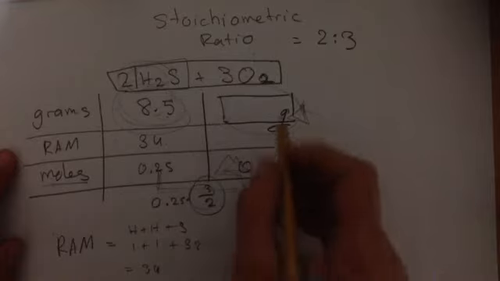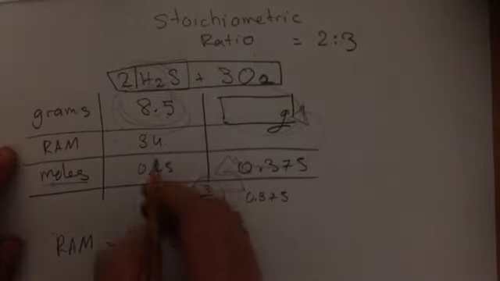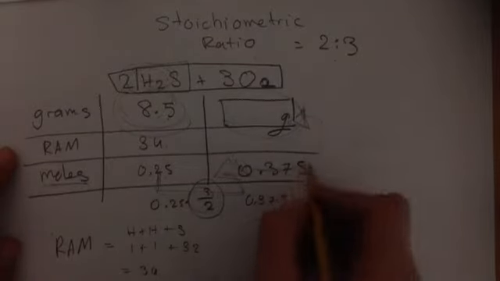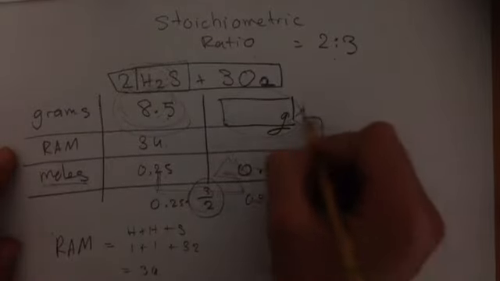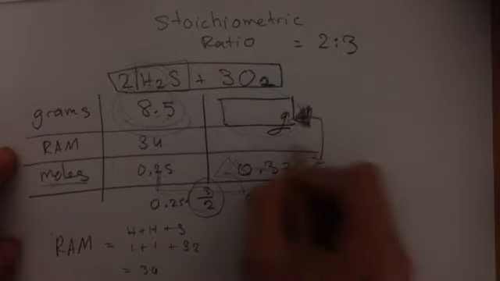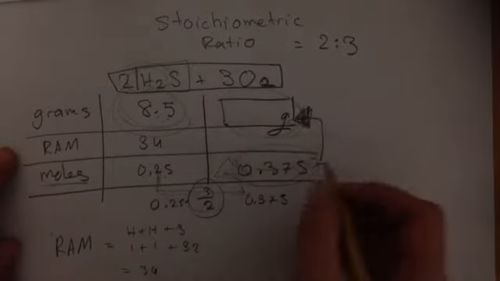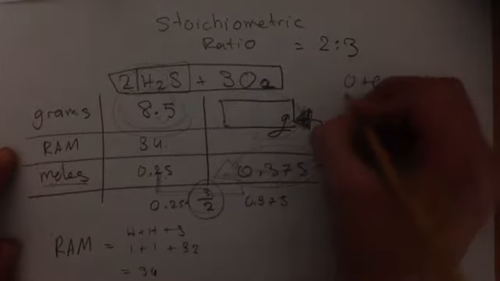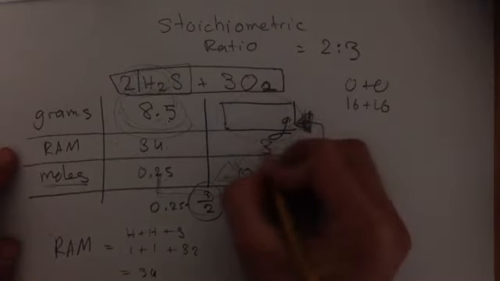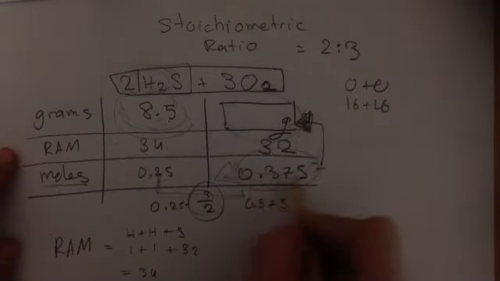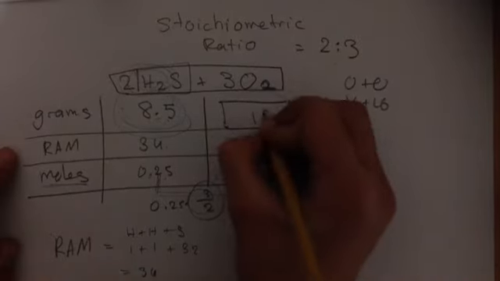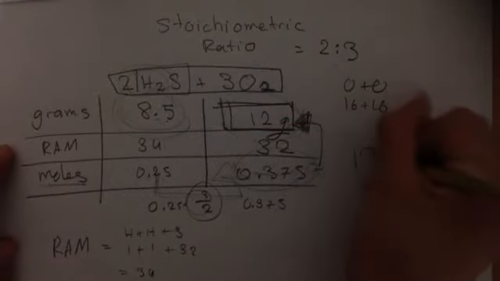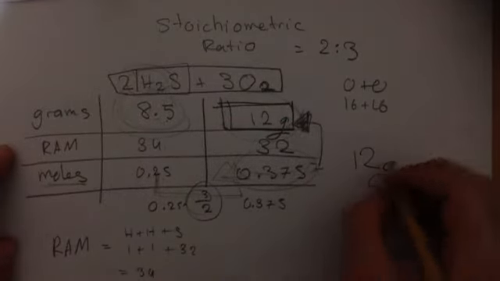Now, to convert, we have 0.25 moles of hydrogen sulfide and 0.375 moles of oxygen. We convert the moles into grams by multiplying the moles by the RAM. To find the mass of oxygen, we have 2 oxygens, so we do 16 plus 16, which is 32. So 0.375 times 32 gives us 12 grams, and that is our answer. 12 grams of oxygen.